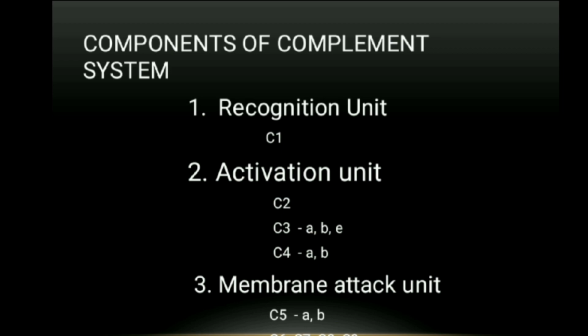C3 has components A, B and C. C3a contains anaphylatoxin. C3b is a key component of the alternative pathway. C3c induces leukocytes. Third, the membrane attack unit. C5 has components A and B. C6, C7, C8 and C9 participate with C5b in the formation of the membrane attack complex that lyses targeted cells.